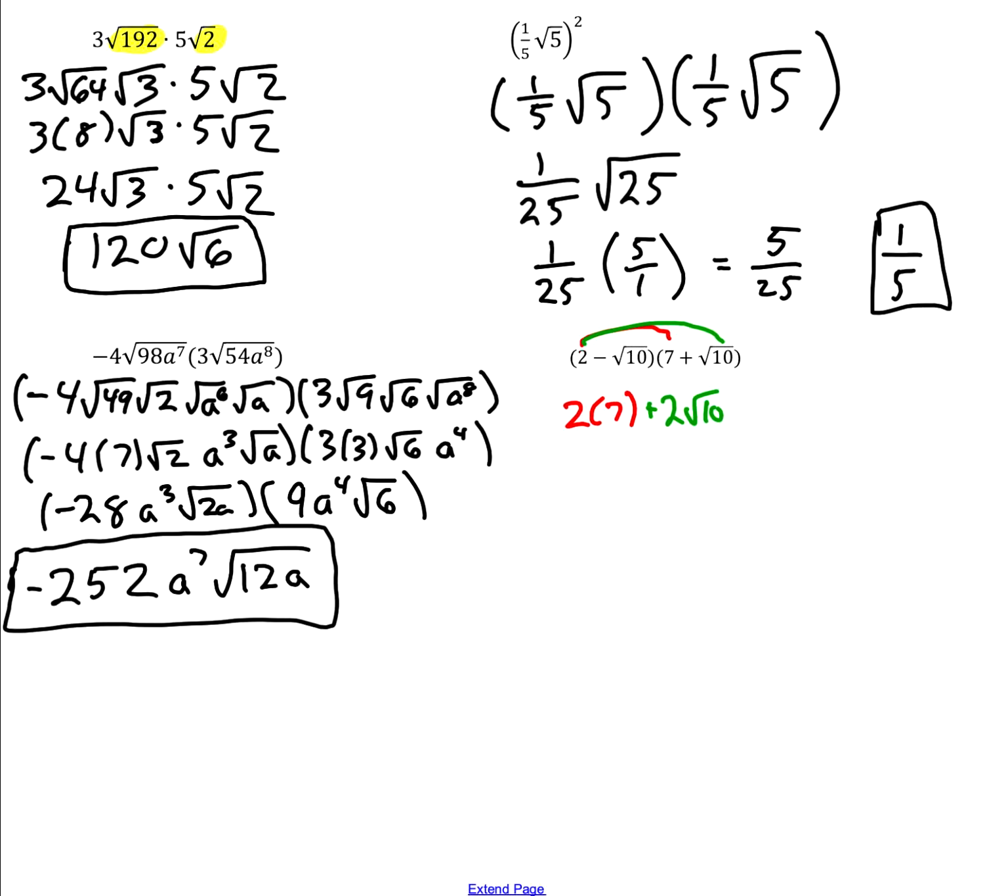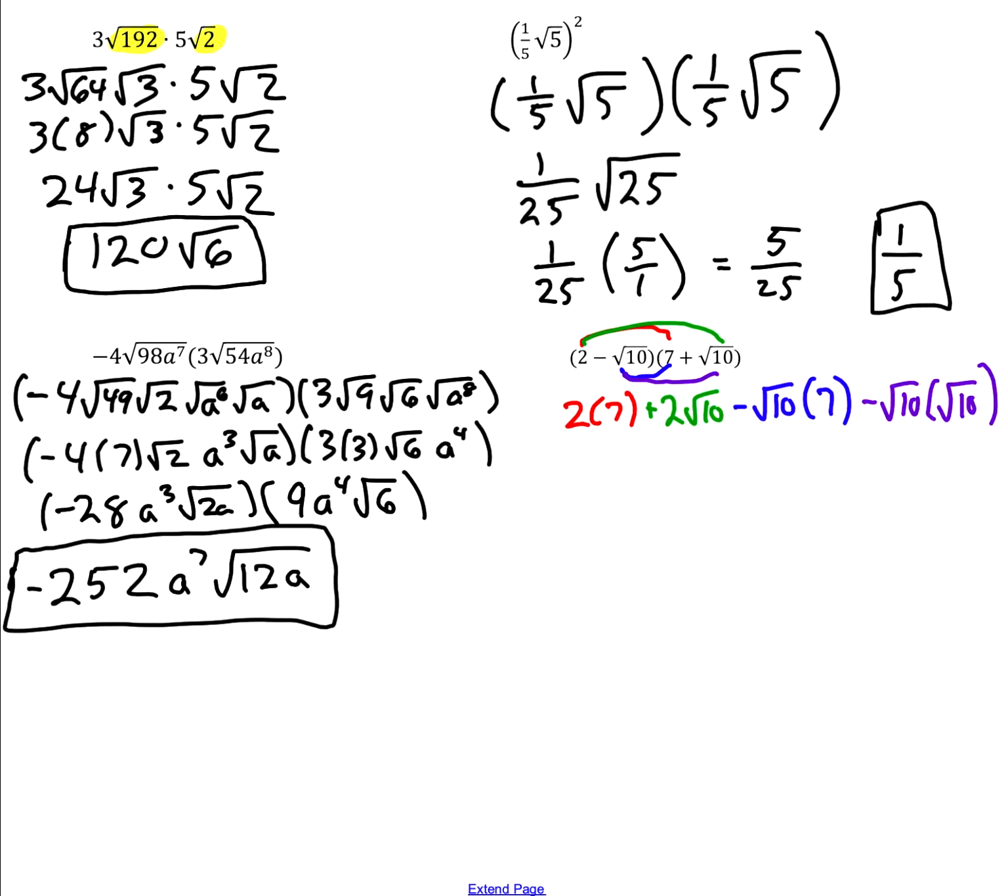So we did the 2 on the left by everything on the right. Now we have to do the negative radical 10 by 7, so that would be minus radical 10 times 7. And the last part is negative radical 10 times positive radical 10, so minus radical 10 times radical 10.